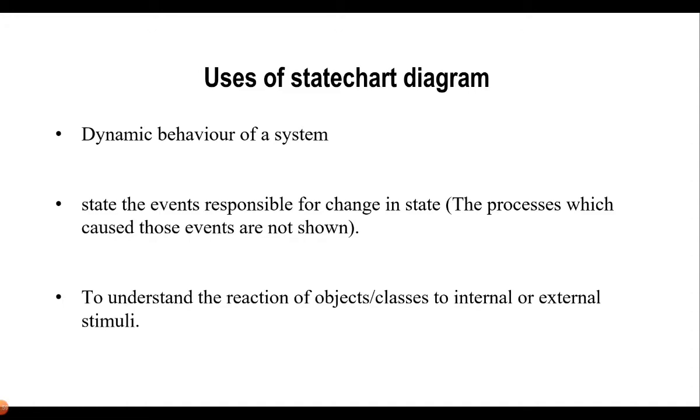So basically here in this particular state chart diagram, we will be dealing with the state of the system and what are the different phases these states depend on or are attained by the various components or various classes that are present in the system. We will not be dealing with the processes which caused the state change or the stimuli.